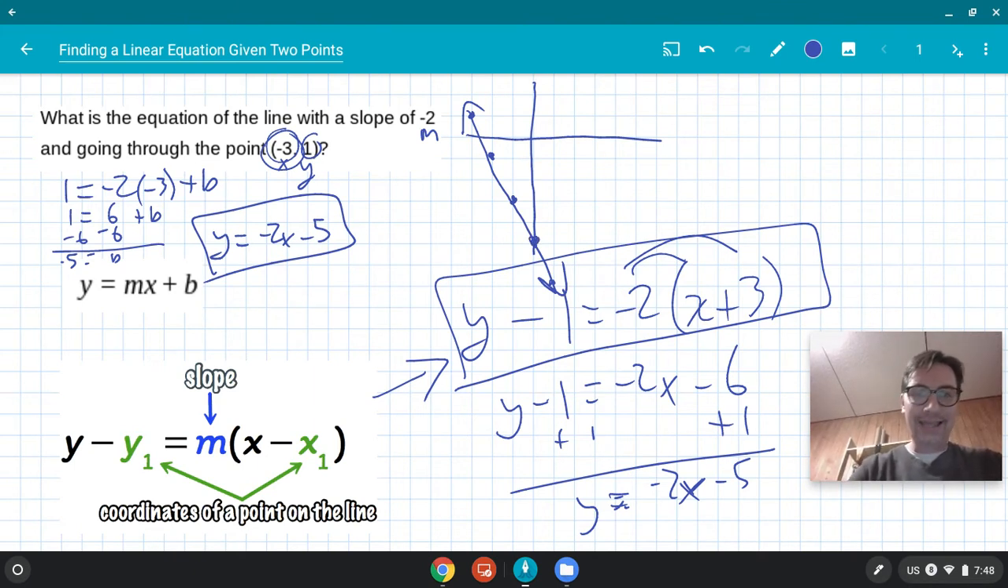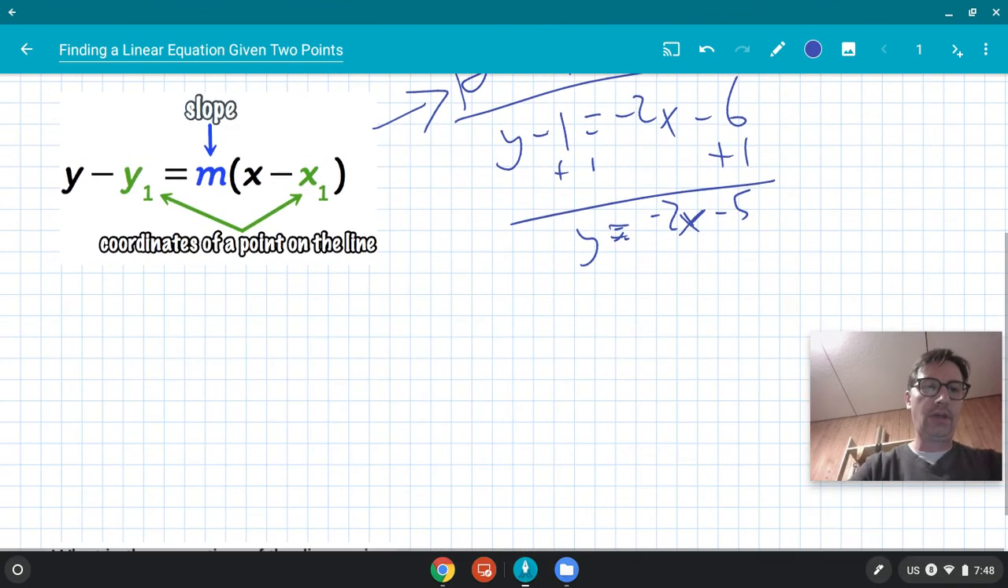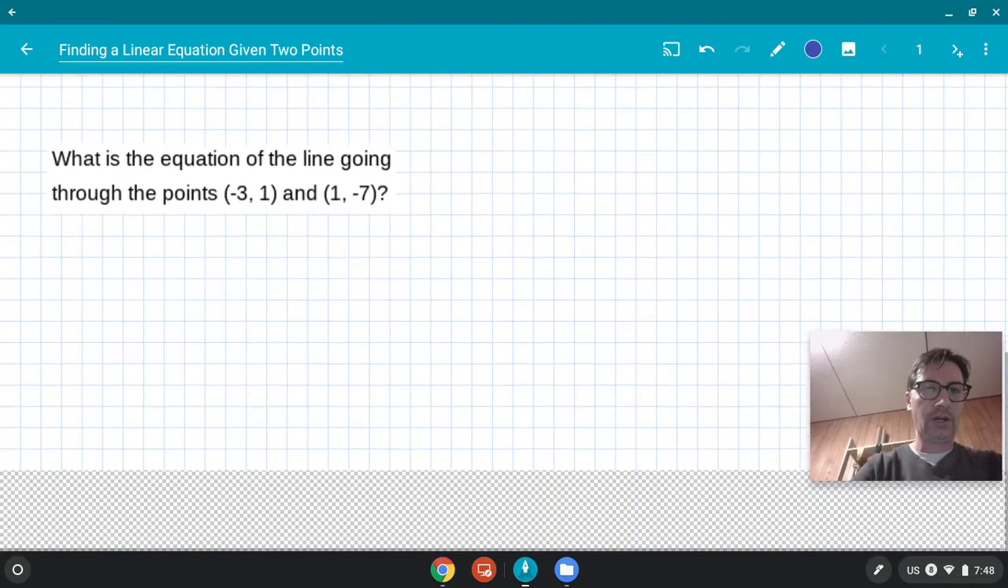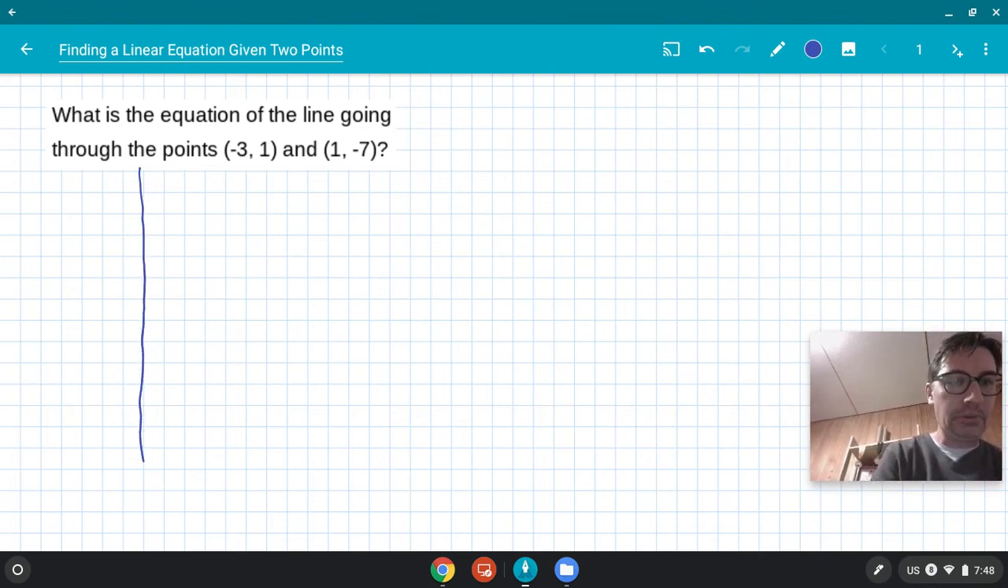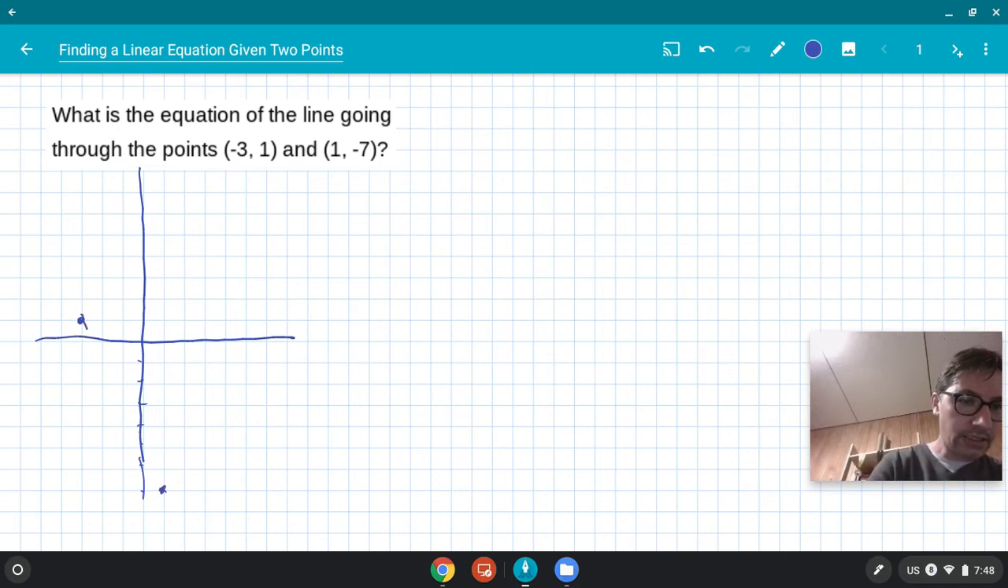What if we had that same line? We know what the answer is, but we had just 2 points on it. How could we figure that out, right? So if we had just, what is the equation of the line going through -3, 1, and 1, -7? What we want is we want that slope, right? So if we have that slope, -3, 1, 1, -7. Let's see, 1, 2, 3, 4, 5, 6, 7. So that's right there. So we know that it's this line right here.